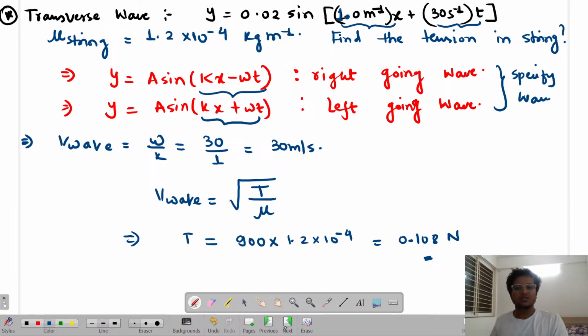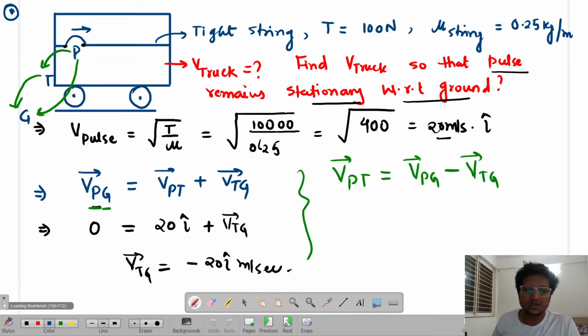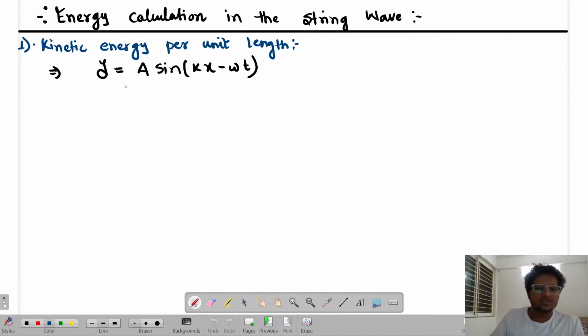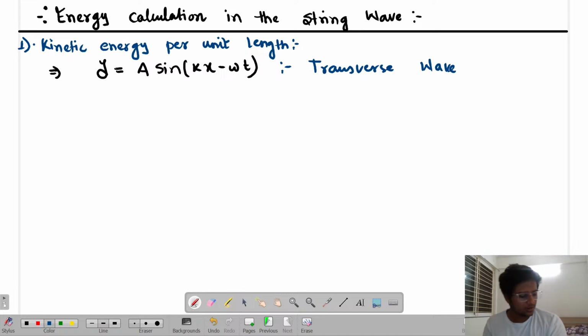If I'm saying a transverse wave which is moving in the right-hand direction, then it will be sin(kx − ωt). So if I have a string wave, a transverse wave, moving as y = A sin(kx − ωt), a transverse wave moving towards the right, then we know that this is the particular wave.